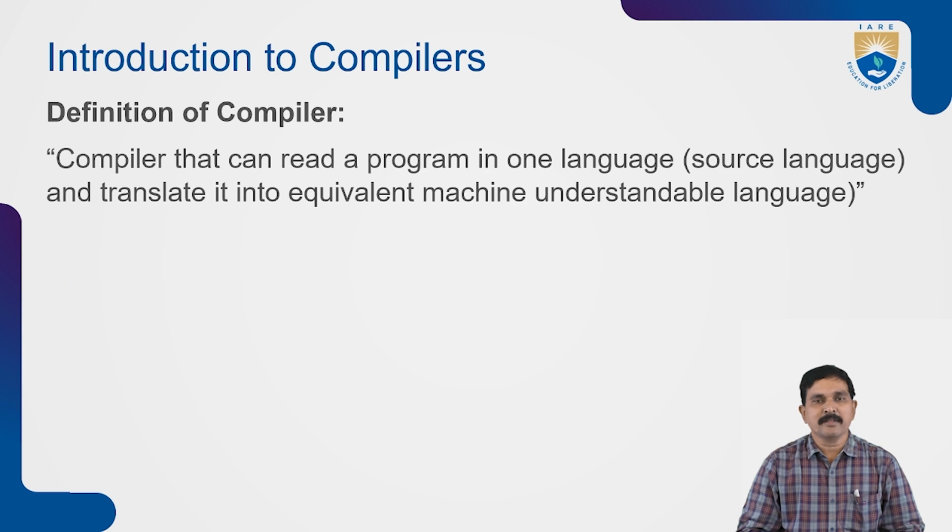For language processing, we use compilers. The compiler's duty is to act as a translator. The compiler reads the source program and converts it into machine-understandable code, or into some target program. That is the idea of a compiler. So the definition of the compiler is as follows: a compiler reads a program in one language, the source language, and translates it into an equivalent machine-understandable language.